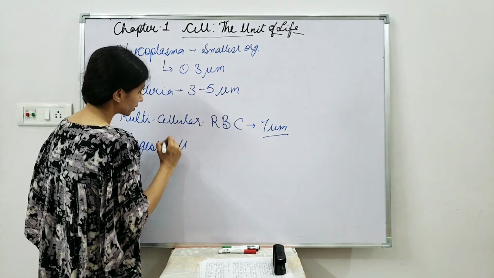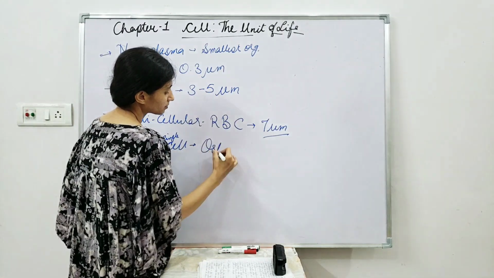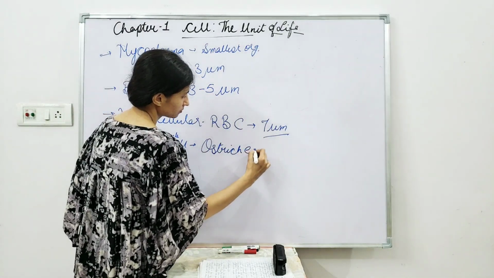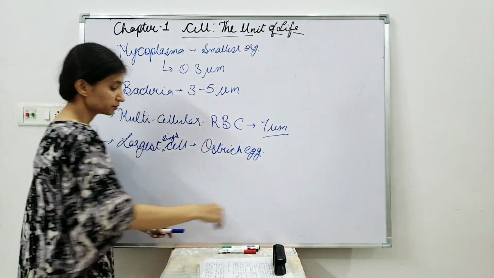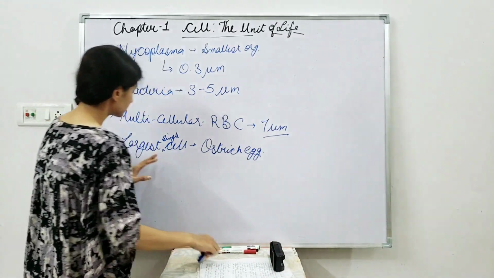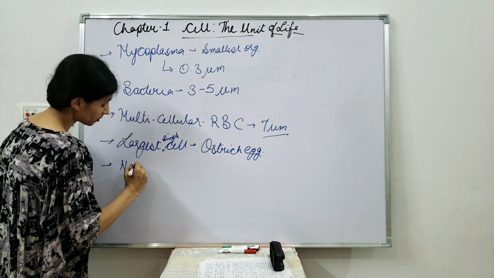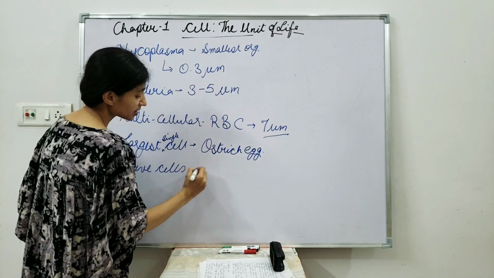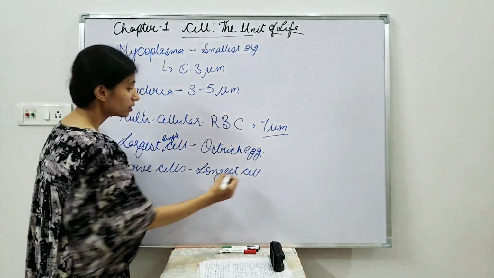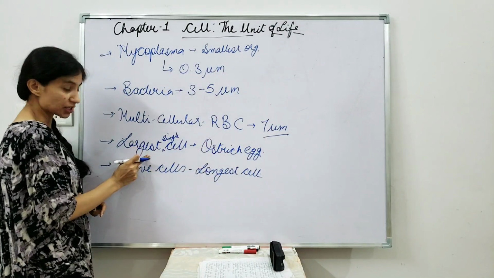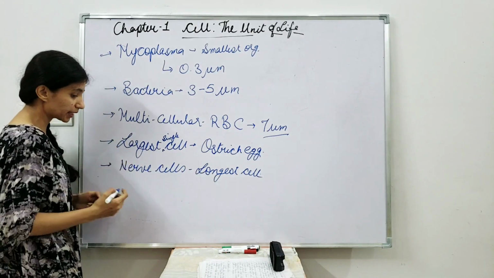The largest single cell that you can see with the naked eye is the ostrich egg. So the ostrich egg has the largest size, and this is the largest cell in the animals. Now, what about nerve cells? Nerve cells are the longest cells. Ostrich egg is the largest single cell which you can see with the naked eye, whereas the nerve cell is the longest cell.